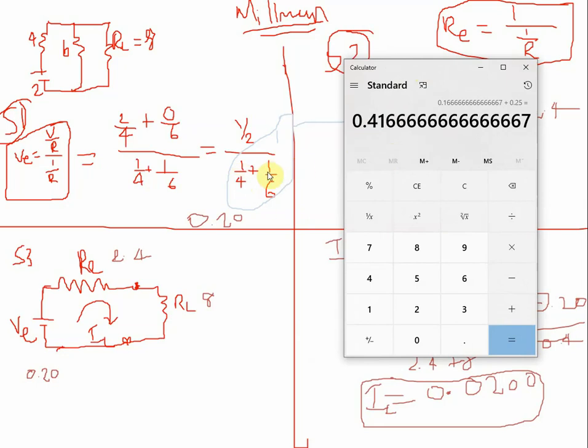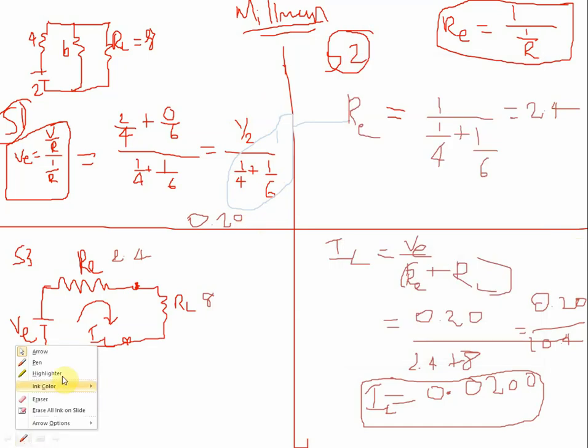So numerator is 1 by 2, which means 0.5 divided by 0.416. What is the answer? 1.2. That is the answer here, not 0.2. What is the answer? 1.20. Substitute here, 1.20 as VE. Is RE the same, correct? Yes or no? We want to check.